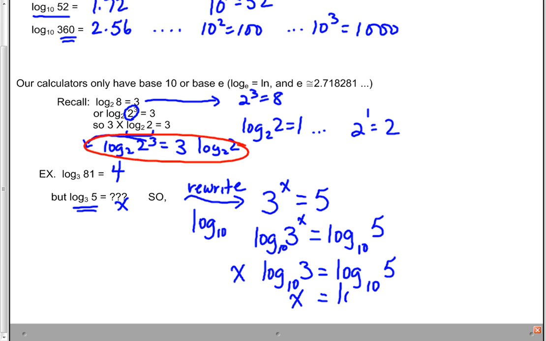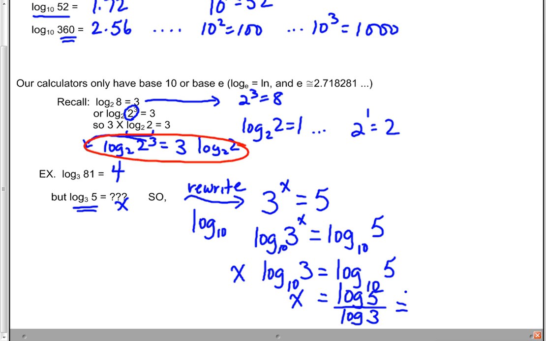I'm not going to write that 10 anymore because your calculator won't have it. It's just assumed to be log base 10. So I can get my x value on my calculator by log 5 divided by log 3, which is approximately 1.465. Does it make sense that 3 to the power of 1.465 is equal to 5? Yes, it should.